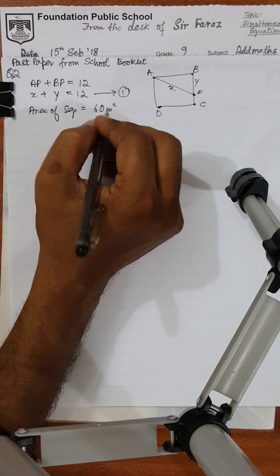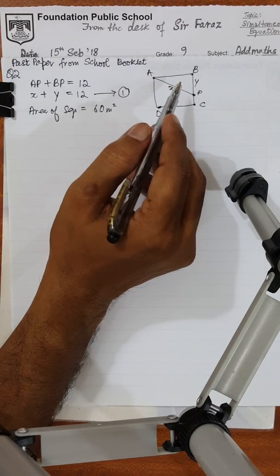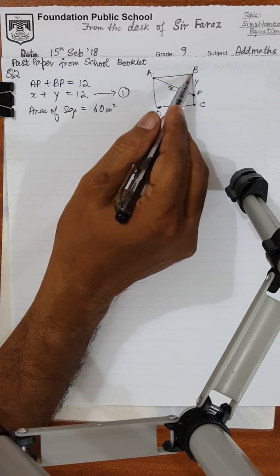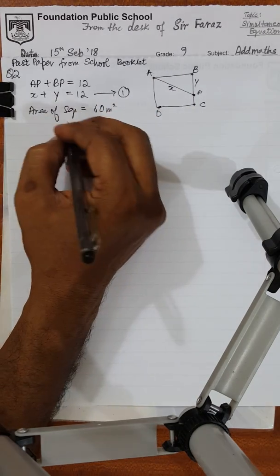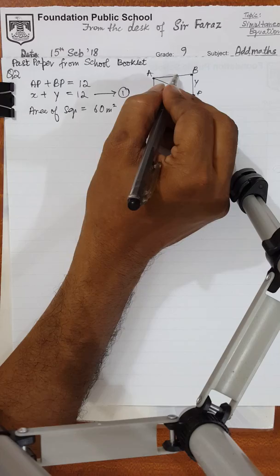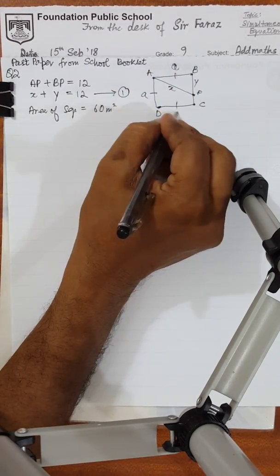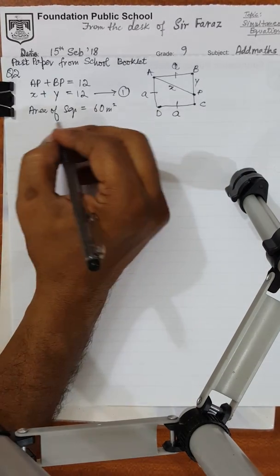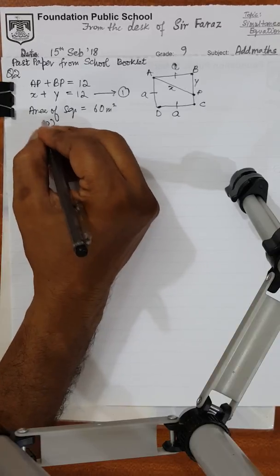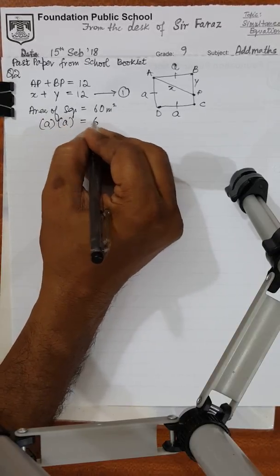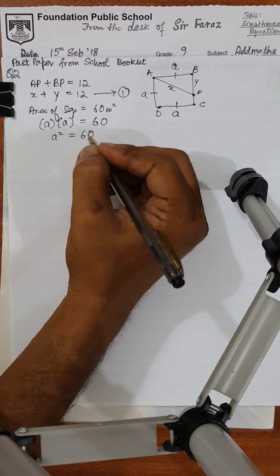Now we know that the area of a square is side multiplied by side, but we do not know what is the side, what is the length of each side of this square. So let's suppose, let the length of each side of this square be a. The area is calculated by length multiplied by length, so this will be a multiplied by a equals 60. That is a square equals 60 meters square.